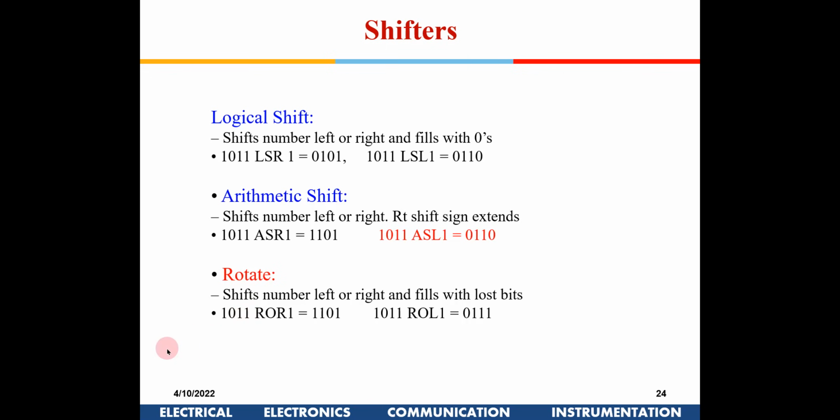Rotate right means from the right hand side you take 1 bit and you put it back from the left. So you find here this has been shifted here. So this one has come here. Similarly you could have a rotate left operation also. So these are the various kinds of shift operations which we require to do.